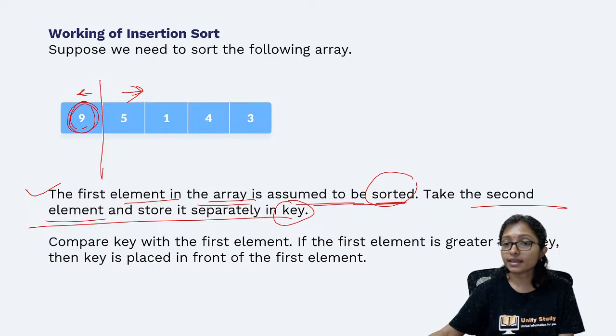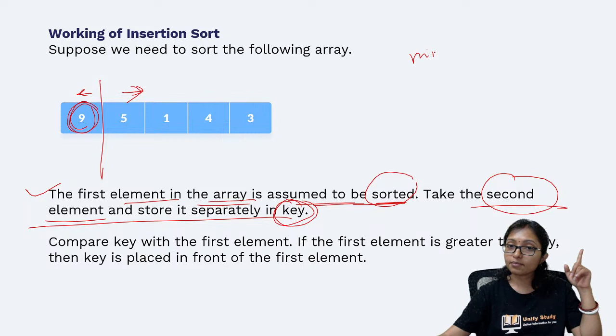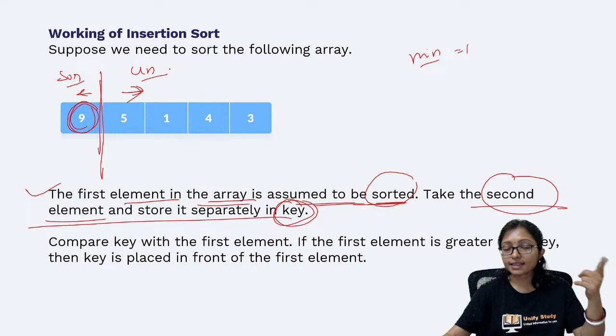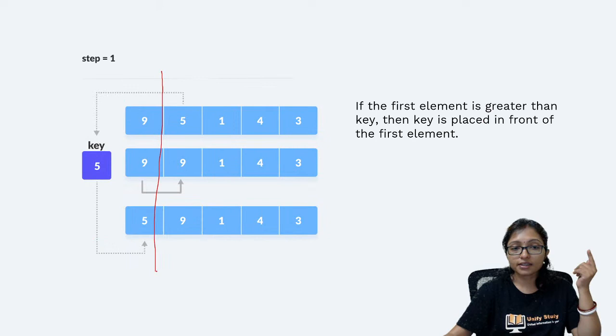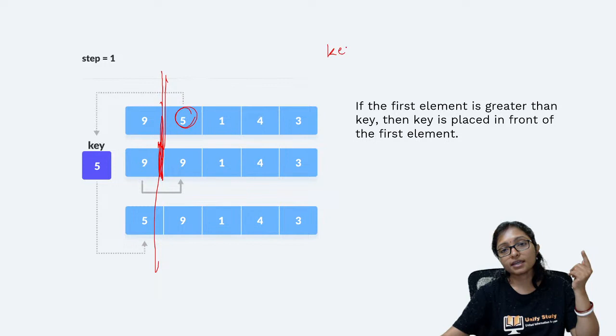Don't make a mistake. Previously, the minimum was my first element, and we started from that. But here we are thinking that this is already sorted and this is unsorted. Yes, just like the playing cards. So, we will start with 5. We are thinking this one is already sorted, that's why we are starting with 5. So, my key value is 5.